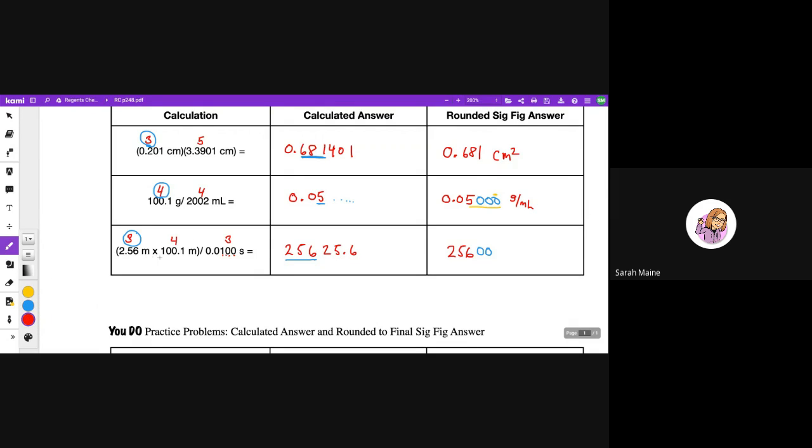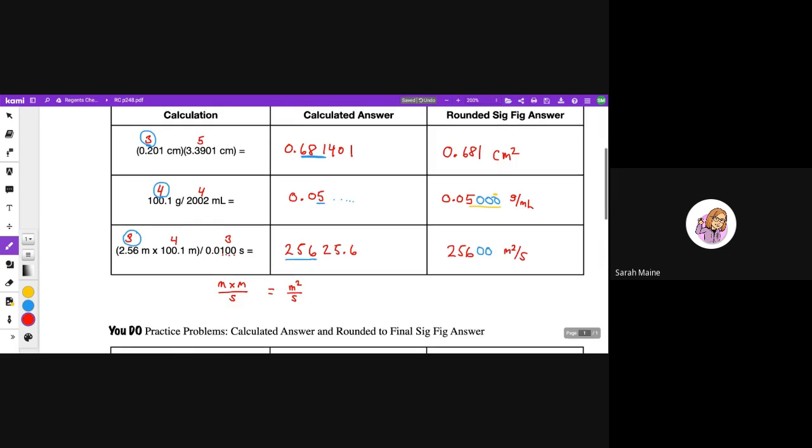Now, no naked numbers, units. I have meter times meter divided by seconds. So my unit, meter times meter divided by seconds. My 2 meters are upstairs, like x times x. So x times x, meters times meters, the unit becomes squared. There are no seconds upstairs, so it stays down below. So we have 25,600 meters squared per second.